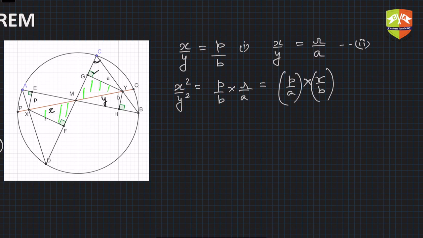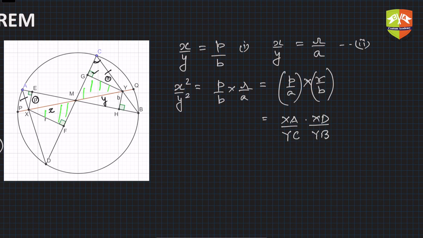Okay, P by A. What's P by A, guys? Look at the figure now. This is P, this is A. So P by A will be this side upon that side, isn't it? Similar triangles we just proved. So XA upon YC. And similarly, R by B, if you look carefully, will be DX or XD by YB.